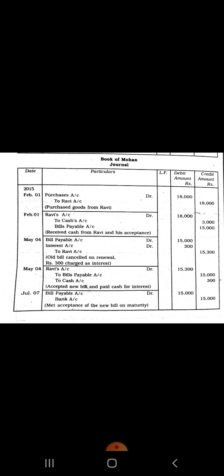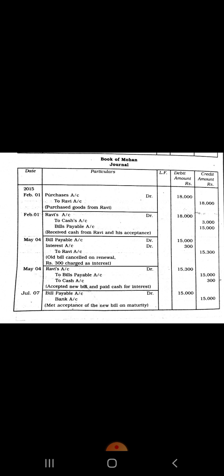Then for the new bill, journal entry, bills receivable account debtor to Mohan account. Mohan paid rupees 300 as interest. Journal entry, bills receivable account debtor, cash account debtor to Mohan account. Then July 7, bank account debtor to bills receivable account 15,000. Narration, Mohan met his new acceptance.